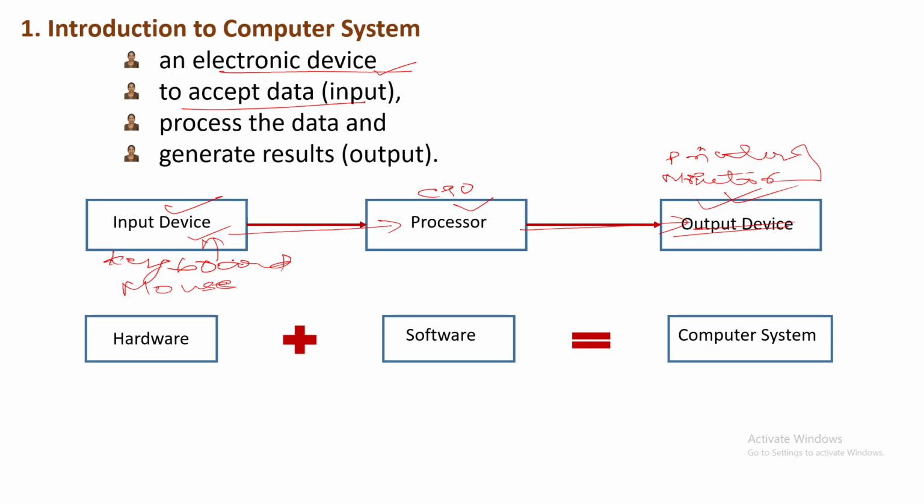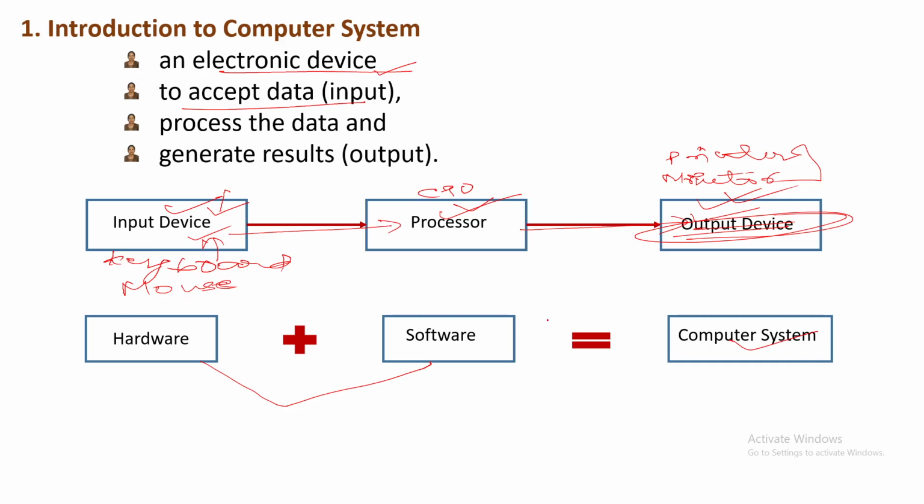So the computer system has three parts, we can say. The first part is the input device, the second part is the processor to process the data, and the third part is showing the result through the output device. Another way, a combination of hardware and software is called a computer system.